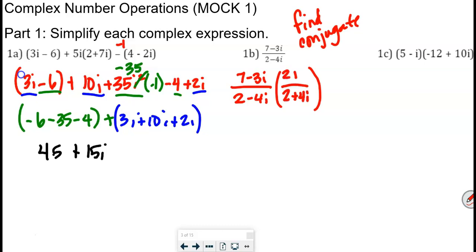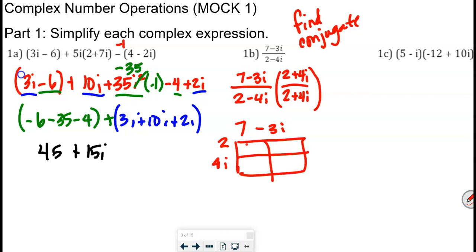There we go. So we can use the box method, or we can use the distributive property. What I'm going to do is just do the box down here to help you guys out. 7 and a minus 3i. I'm doing the numerator right now. 2 and 4i. So that's going to be 14 minus 6i. That's going to be 28i. And that's going to be minus 12i squared.